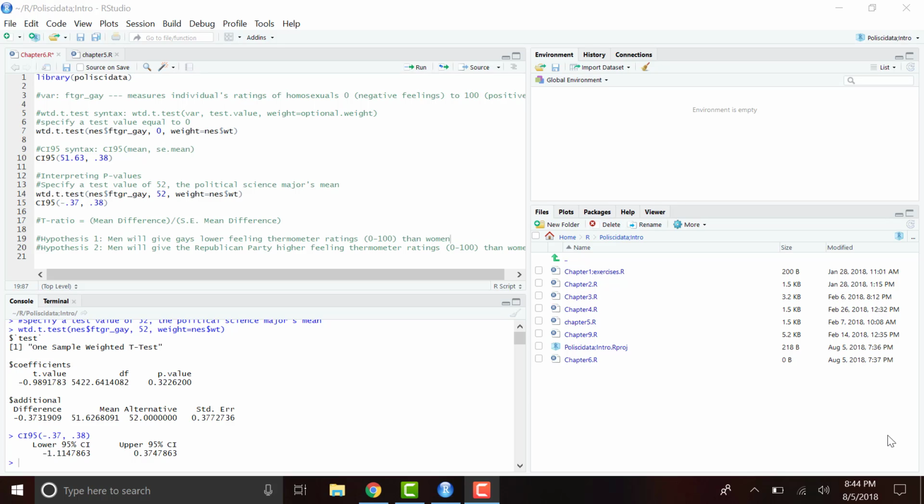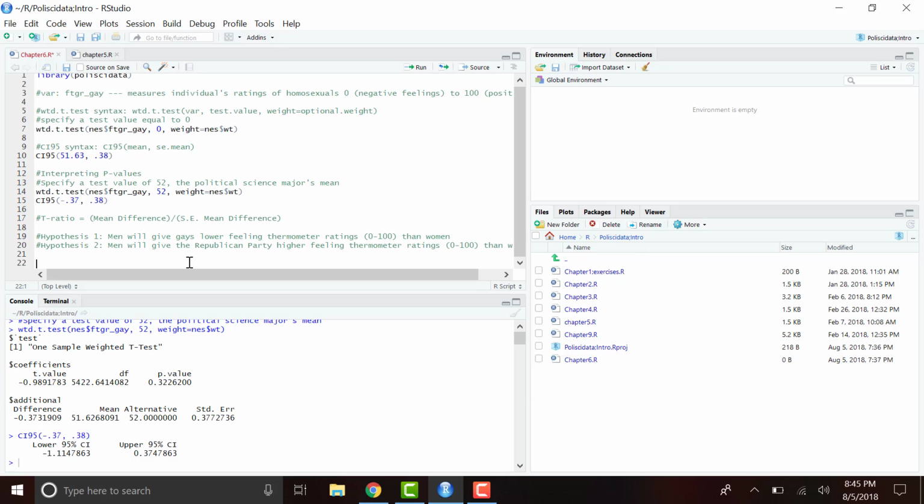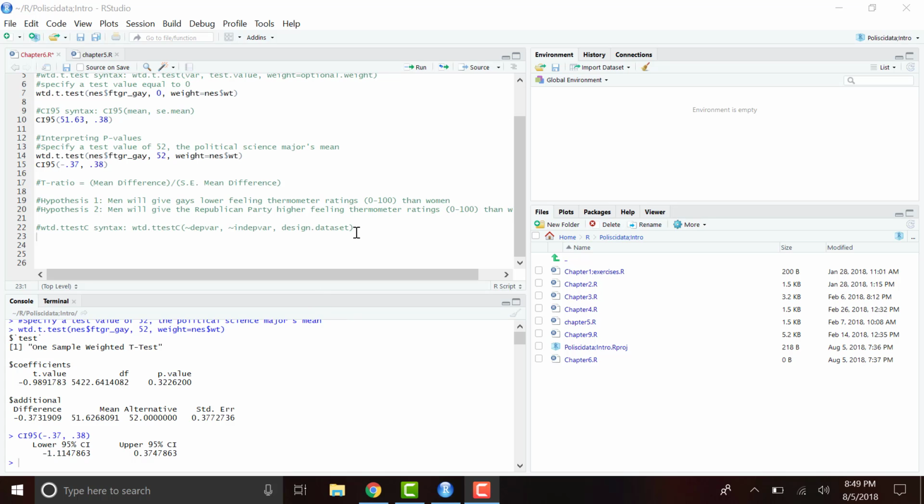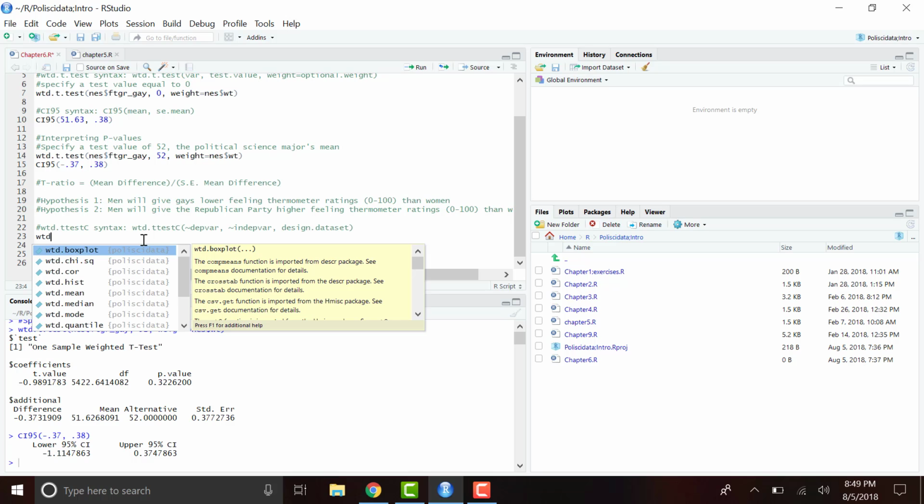So we're going to learn a new function, which is called wtd.testC. And this permits us to test each alternative hypothesis against the null hypothesis and decide whether the observed mean differences between two groups are too large to have occurred by random chance when the sample was drawn. So here we have the syntax for our new function, wtd.testC. So let's run it.